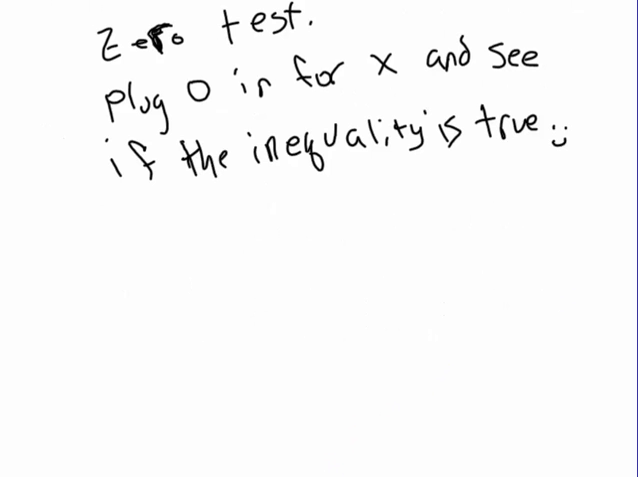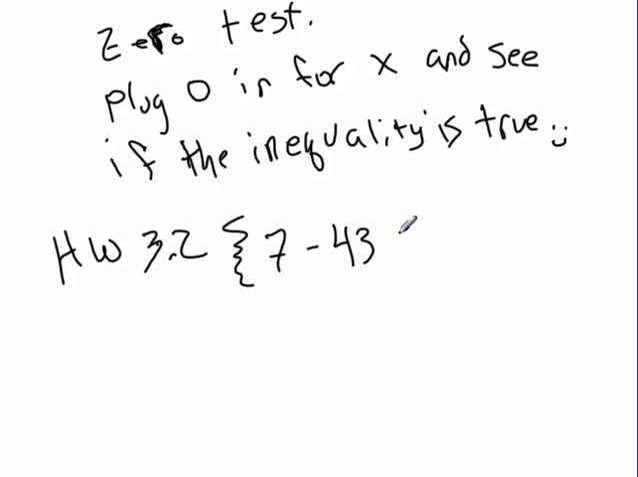All right, so the homework for this section, homework for 3.2, we're going to do problems number 7 through 43, odd ones. Let's do all the odd ones this time. I've given evens a workout, so let's do odds this round.